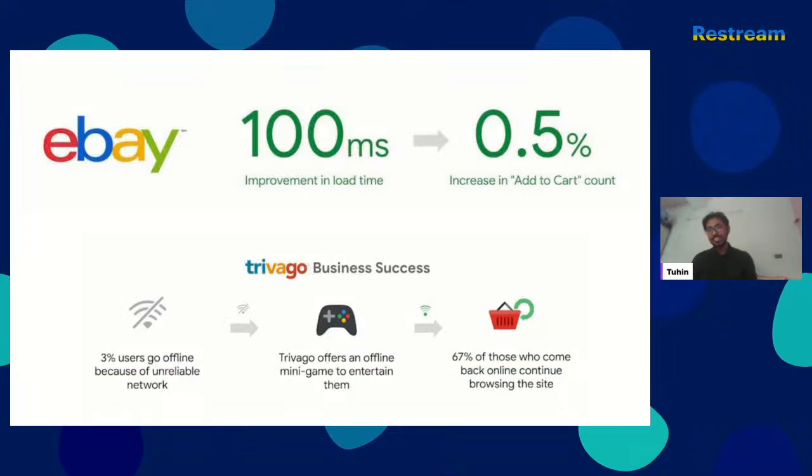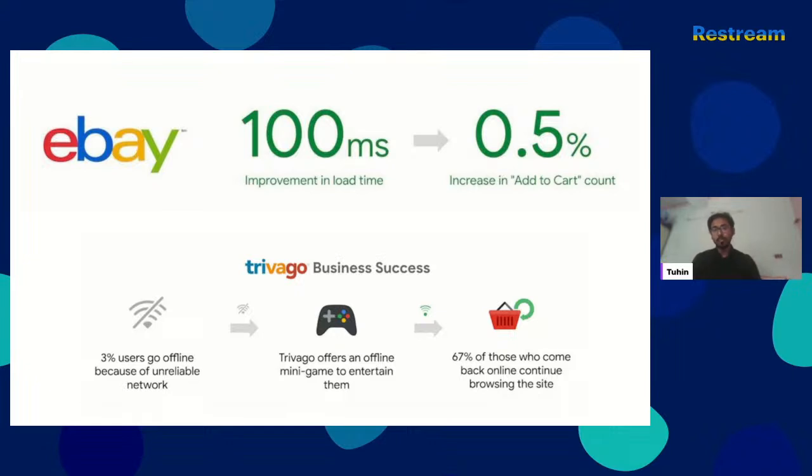eBay essentially improved their page loading time by 100 milliseconds, and that improved their add to cart count by 0.5%. Now you might say, hey Tuhin, 0.5% is very low. But buddy, you have to remember the user base of eBay is huge. Once again, it's just an example.